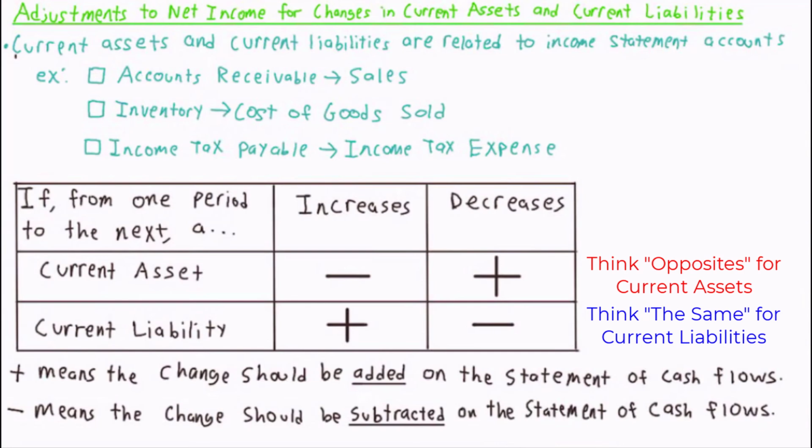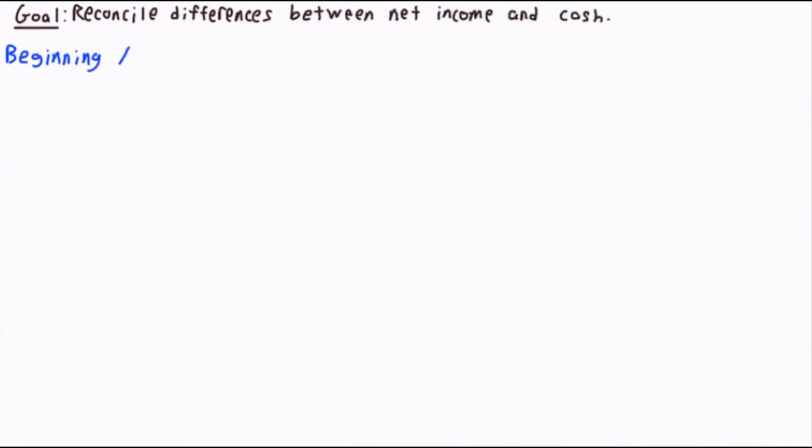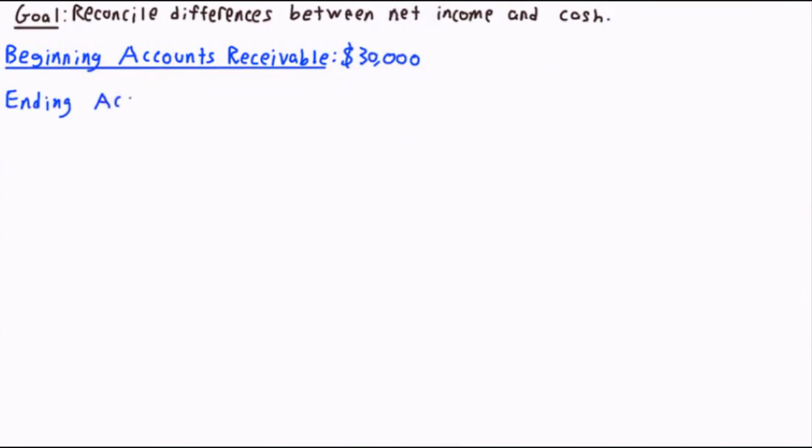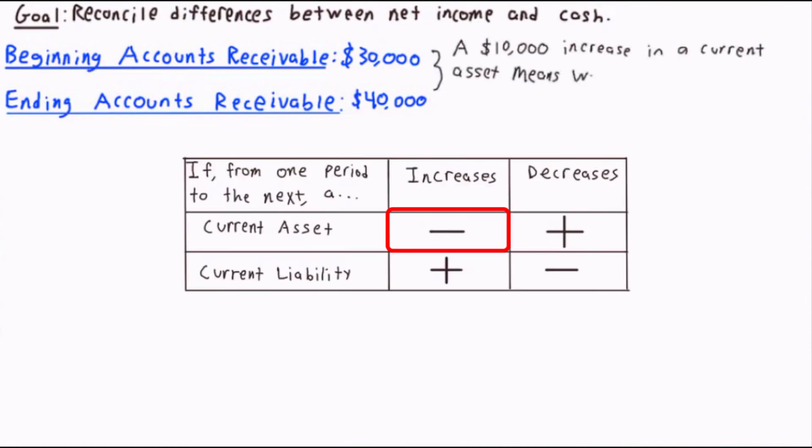But why do these rules work, you might ask? What are they doing? Remember that our goal is to find instances where cash and net income are different and reconcile the difference. Let's just think about accounts receivable, which is a current asset. If the accounts receivable balance began the period with $30,000 and ended the period with $40,000, that's a $10,000 increase in a current asset, which means the rule from the chart earlier says that we should subtract $10,000 on the statement of cash flows.